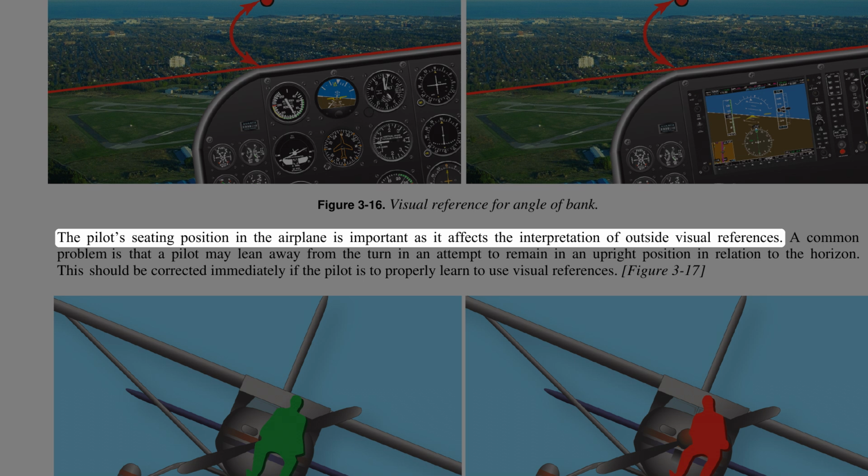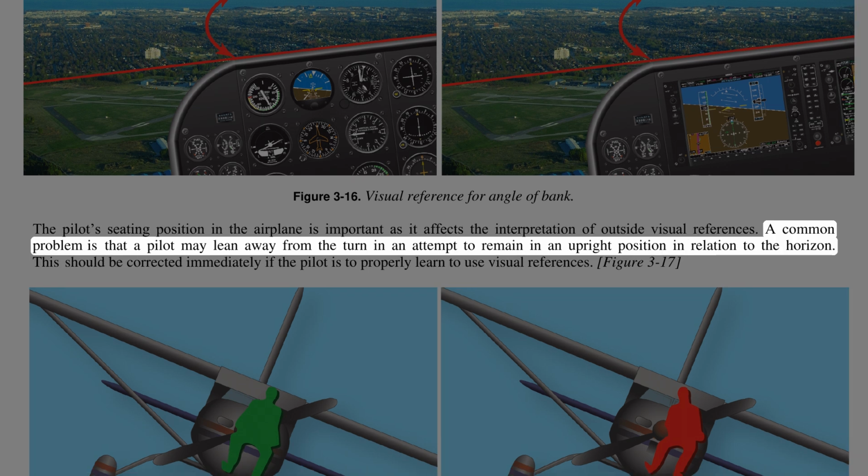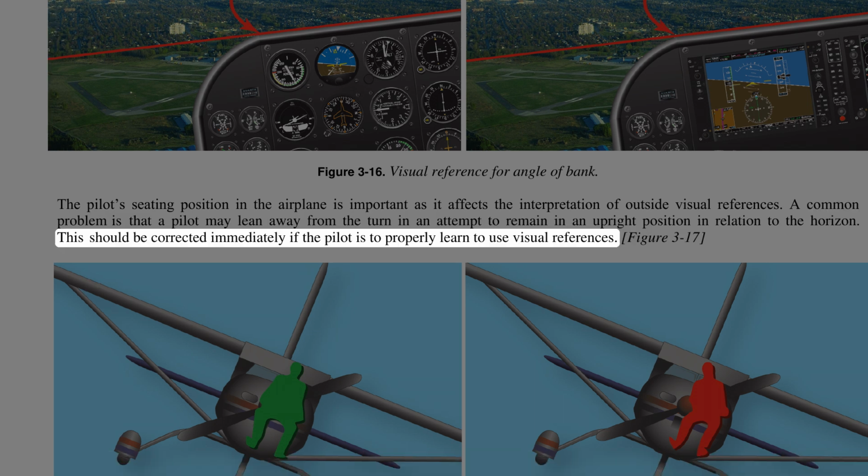The pilot's seating position in the airplane is important as it affects the interpretation of outside visual references. A common problem is that a pilot may lean away from the turn in an attempt to remain in an upright position in relation to the horizon. This should be corrected immediately if the pilot is to properly learn to use visual references.